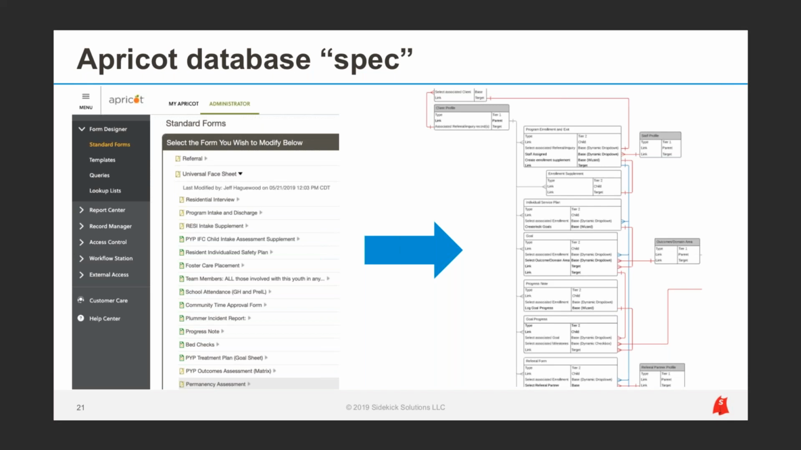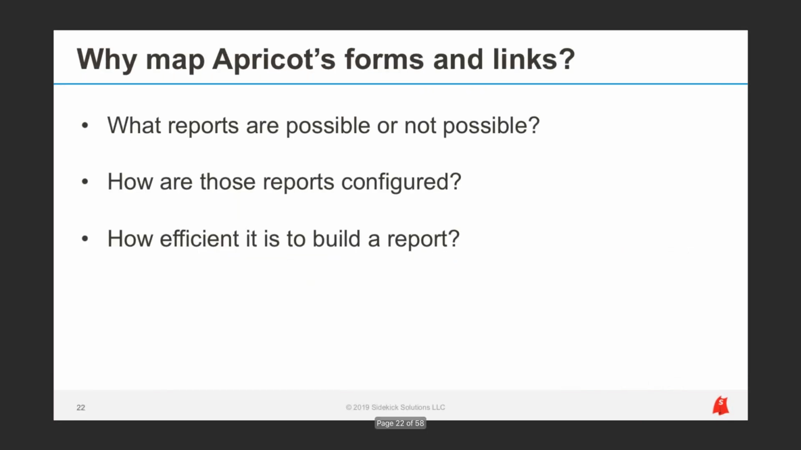So the big question is, why is this important? Well, forms and links determine how you can report on your data in Apricot. Specifically, what kinds of reporting is possible or not possible, how those reports are configured, and in many cases, how efficient it is to build a report with your data. In totality, forms and links are the whole ballgame.